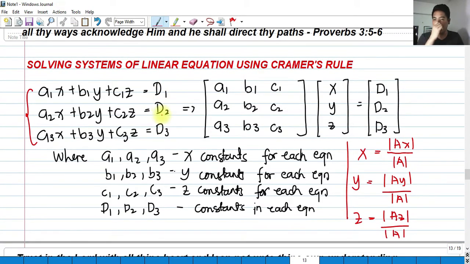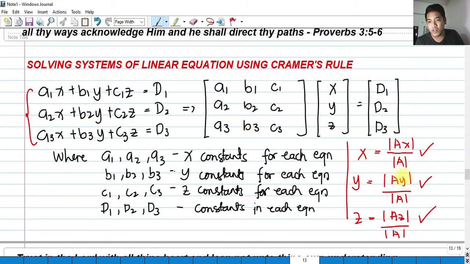In order for us to find the values of x, y, and z, the unknowns, we'll be using this formula. Note that this is not a really standard formula, but I've created this on my own. To get x, we have to get the determinant of the matrix AX. What is this matrix AX? Matrix AX is where we replace this whole column of the coefficients of x with the constants, and get its determinant.